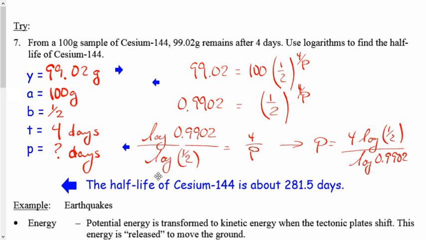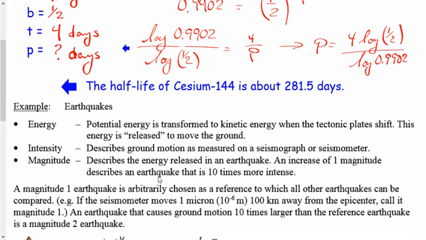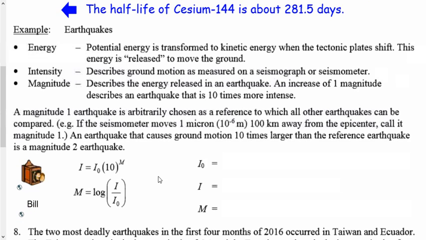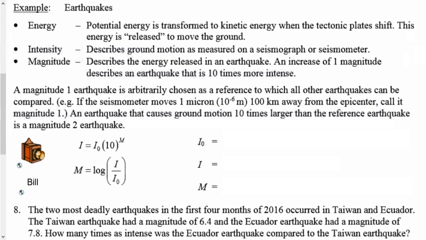Let's look at a couple different types of questions. First of all, we'll look at earthquakes. An earthquake happens when potential energy is built up, when tectonic plates create pressure against each other and the friction doesn't allow them to move, but then once they move, that potential energy is transformed to kinetic energy, and that energy released causes movement to the ground.